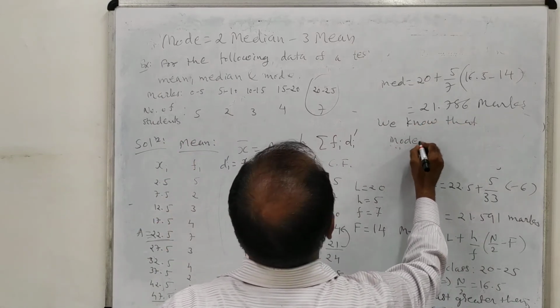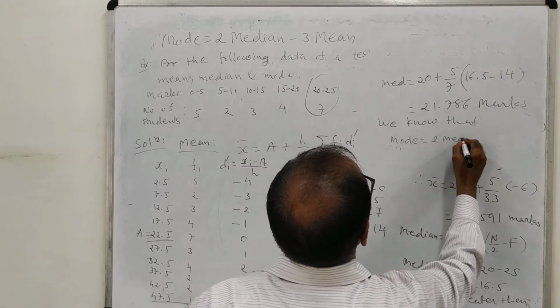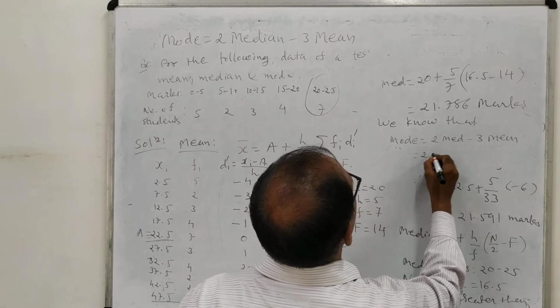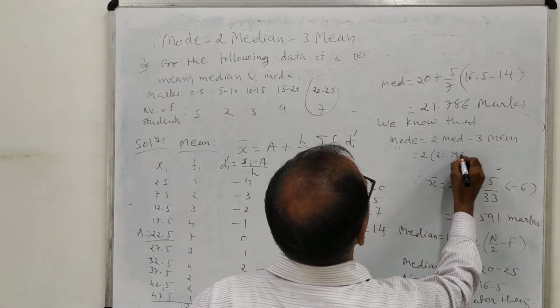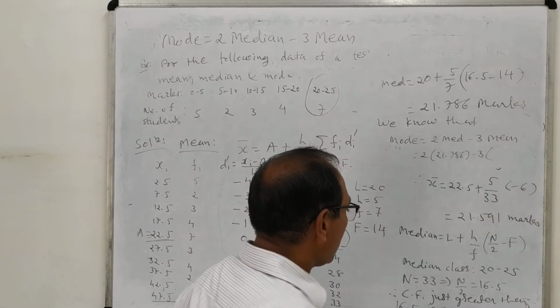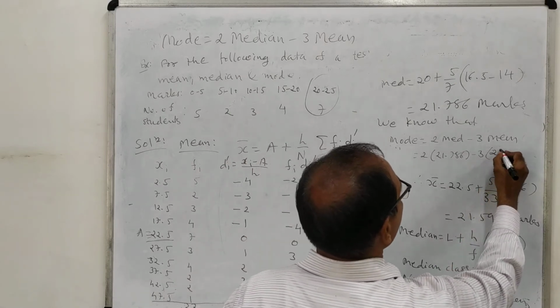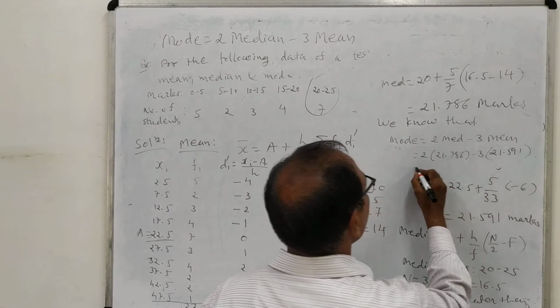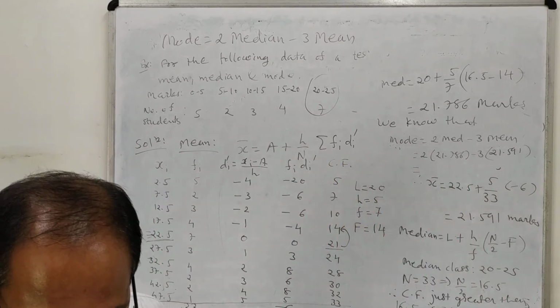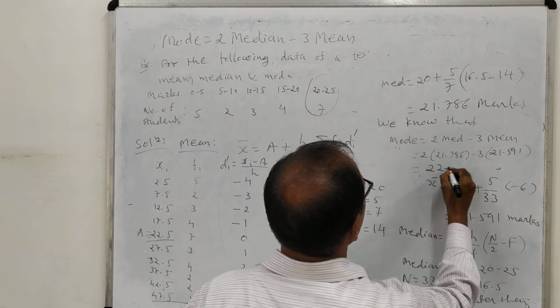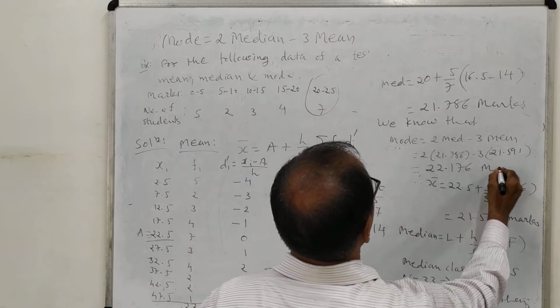Then to find out the mode, here you should write down that we know that mode equals 2 median minus 3 mean. So 2 into median, median means 21.786, minus 3 into mean. Mean means we have obtained 21.591. So if you calculate this, you will get the answer 22.176 marks. So this is the mode.